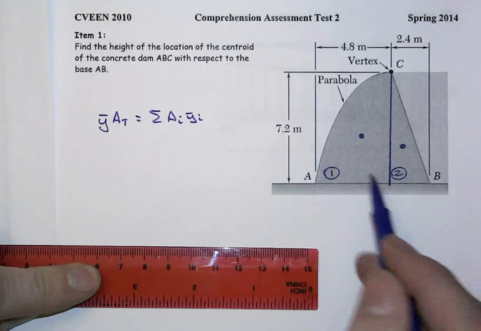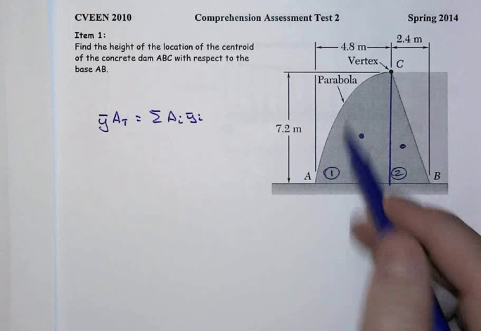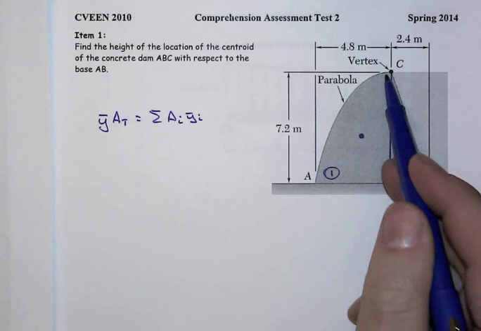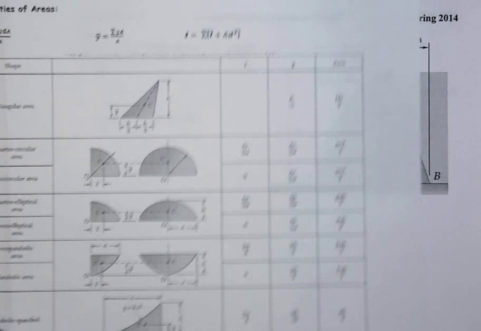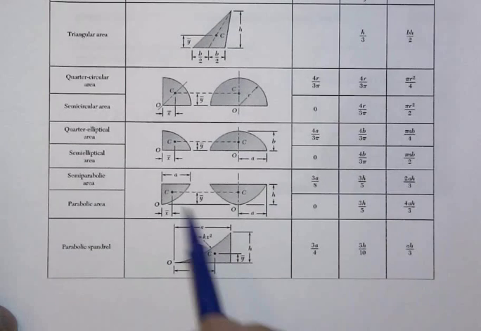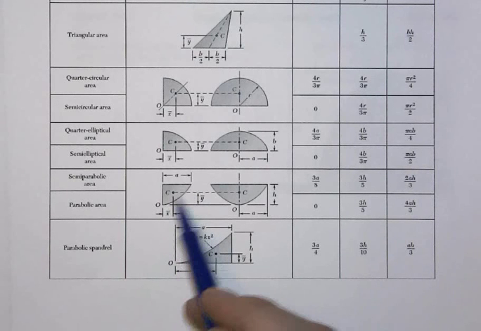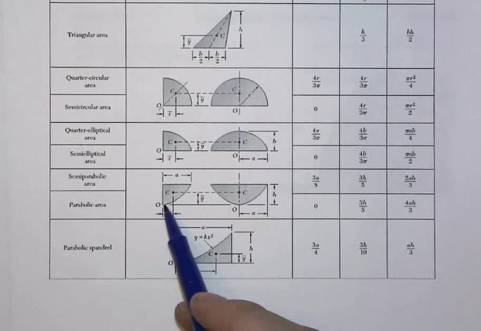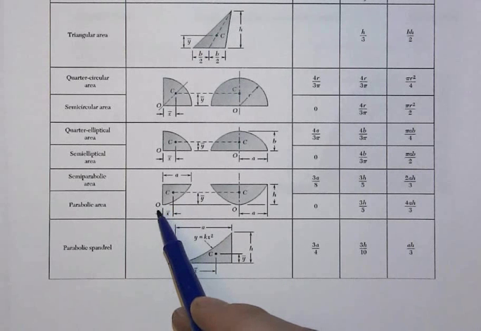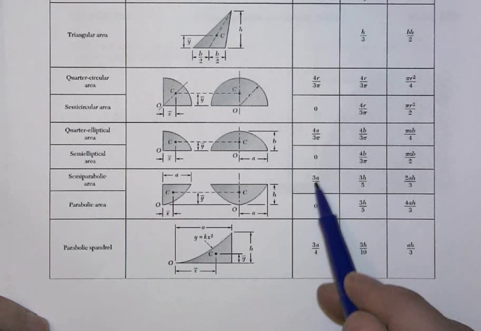Now this first piece is made up of a parabola, what I call the fat part of the parabola. Note that it has a vertex up at the top, and so we've got to go to our table and find the right one to use. One of the keys here is where the vertex is located. And here we go, here's the parabolic area. It's got a vertex right here at O. We know that because of the O here. And so that x bar there is 3a over 8.